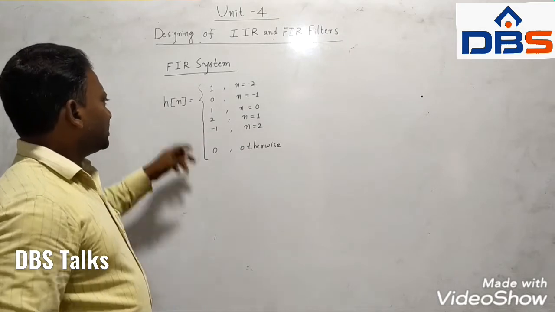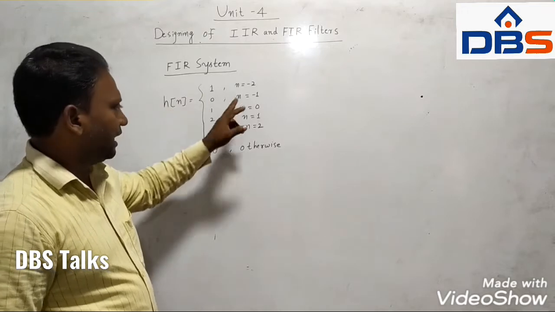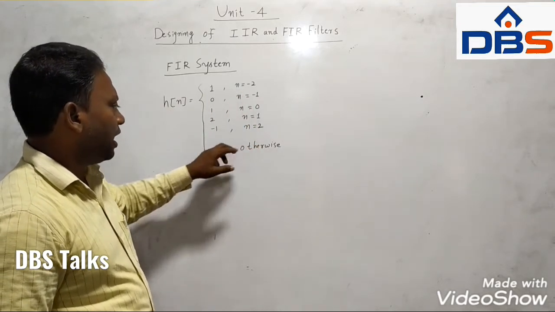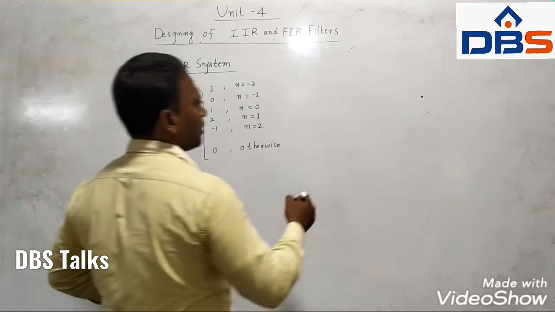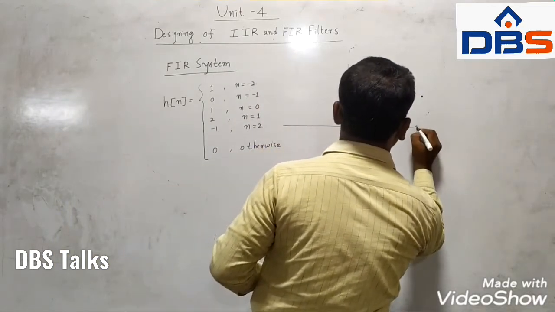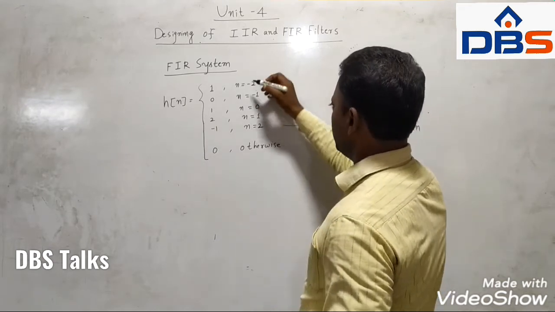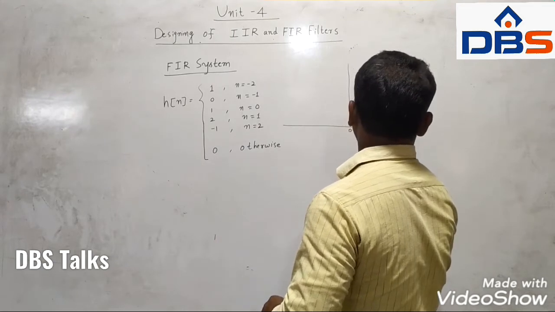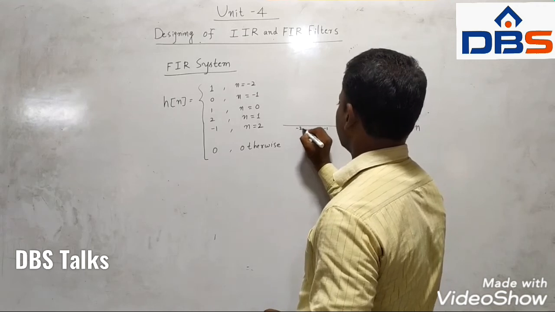The meaning of this is h of n is defined only for a finite values of n: n is equal to minus 2, minus 1, 0, 1, 2, and 0 otherwise. If you plot this to understand, it looks like this. This is the n axis, and it is defined only for 5 values of n. So n is equal to 0, n is equal to 1, n is equal to 2, and this side it is minus 1 and minus 2.